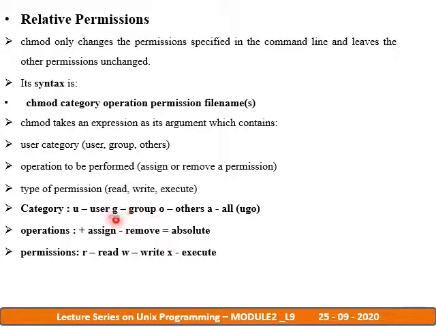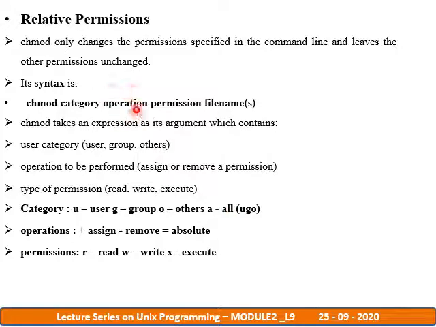Try to remember these notations. These are very important for assigning or changing the permissions for different users. G is for group, as the name itself indicates. Nothing difficult in remembering all of these. U is for user, O for others, and A for all, meaning user, group and others. Actually, there are four letters you have to use for category: U indicates user, G indicates group, O indicates other, and A indicates all.